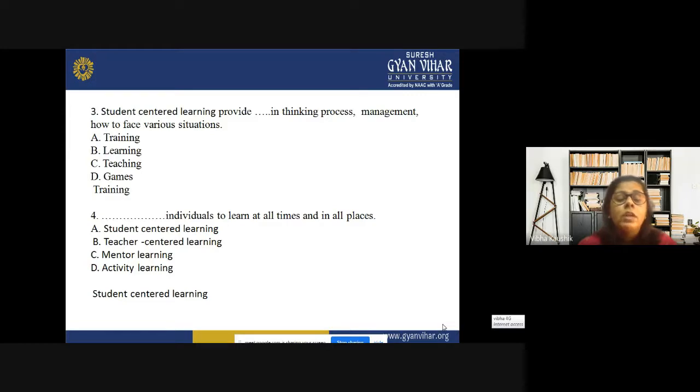So these are the options A, B, C, D. Now you have to select the correct one on the basis of the given choices, and the correct answer is student centered learning. Means student centered learning is that learning that is giving individuals to learn at all time and at all places.